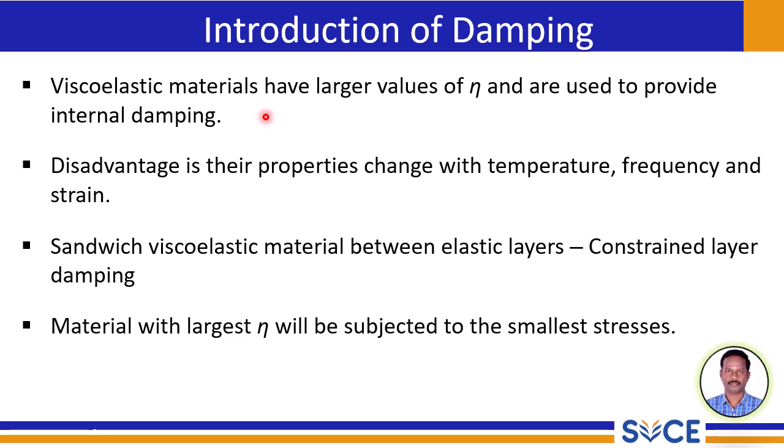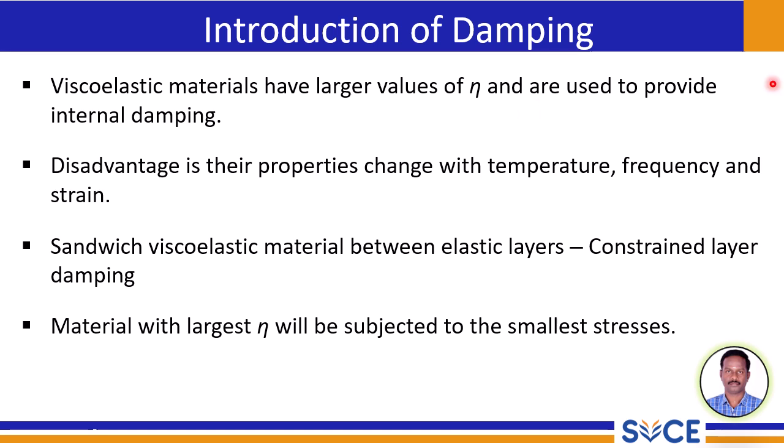They are often characterized by a damping loss factor, often denoted by the Greek letter eta, and viscoelastic materials typically have larger values of eta compared to purely elastic materials. This higher loss factor signifies their superior ability to damp out vibrations.